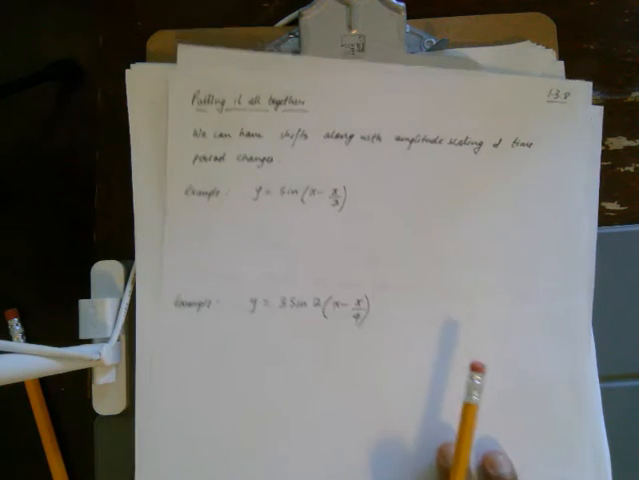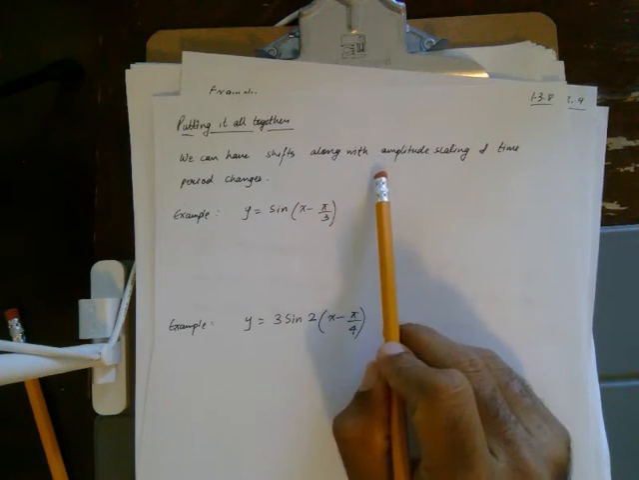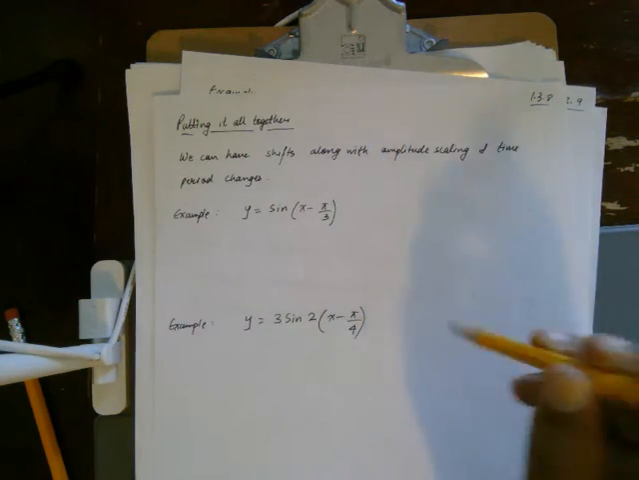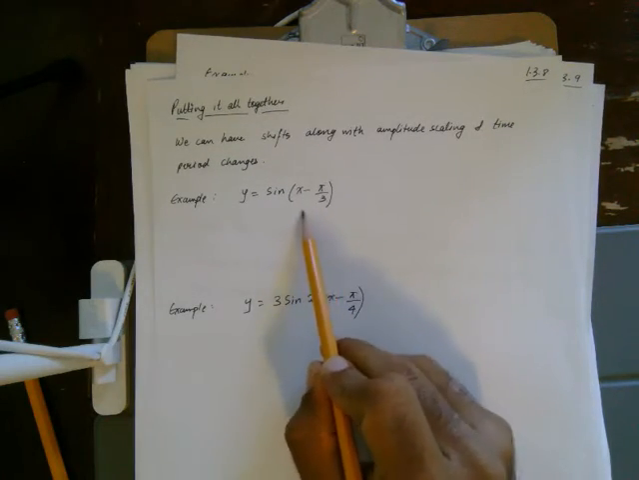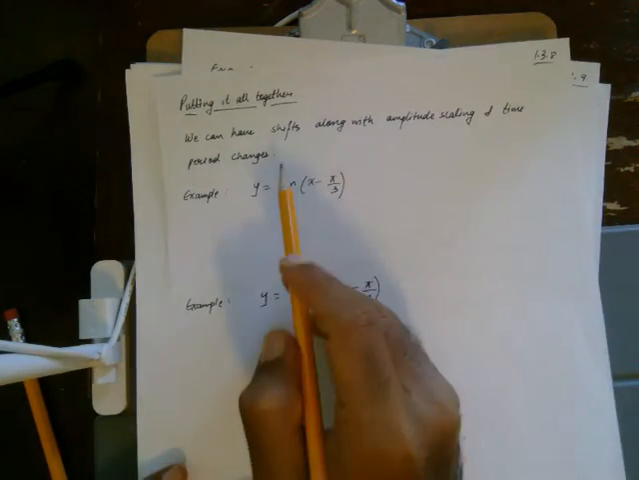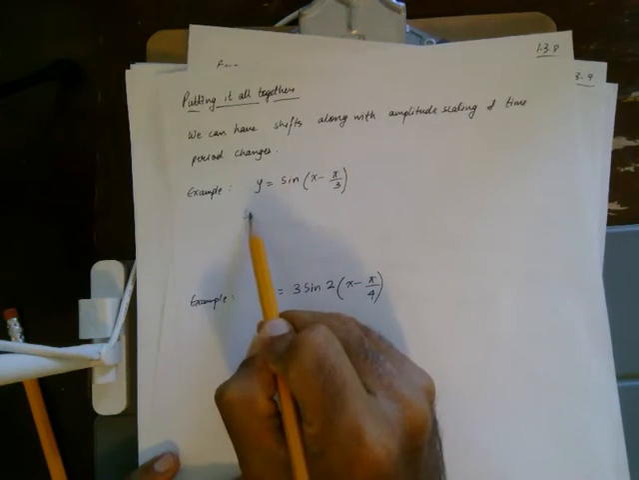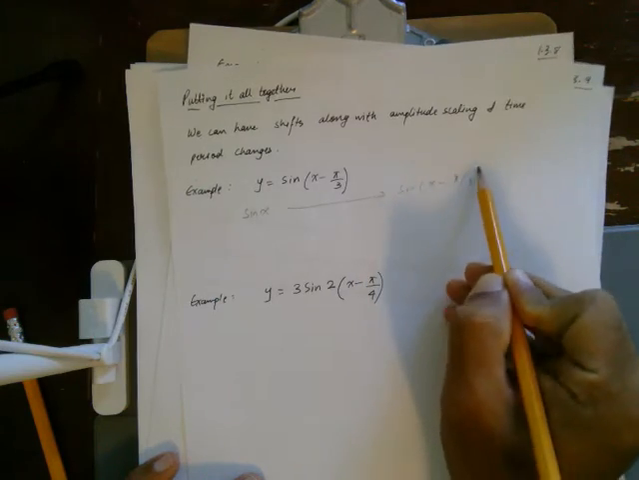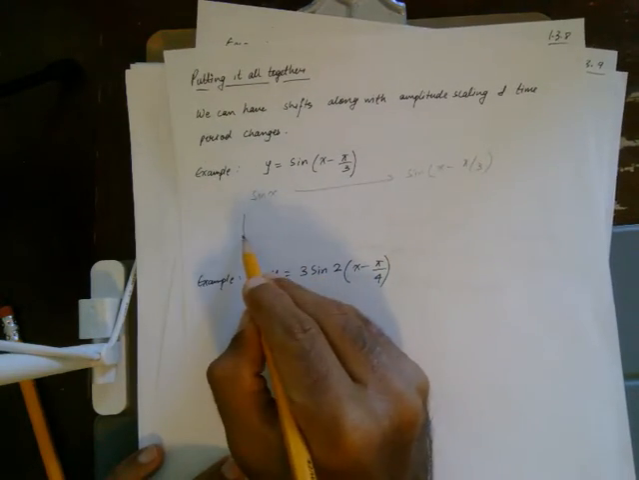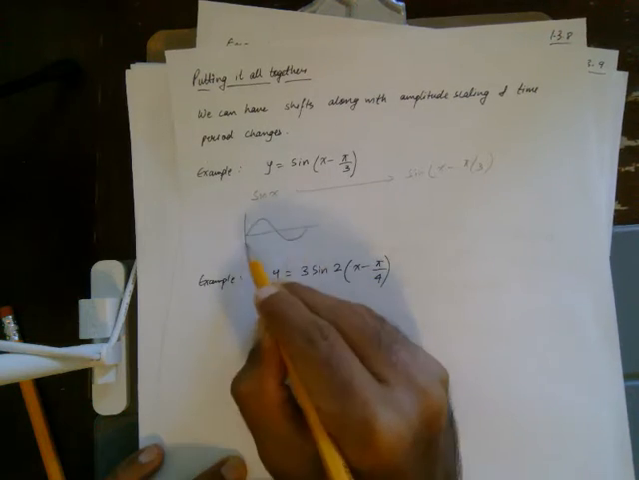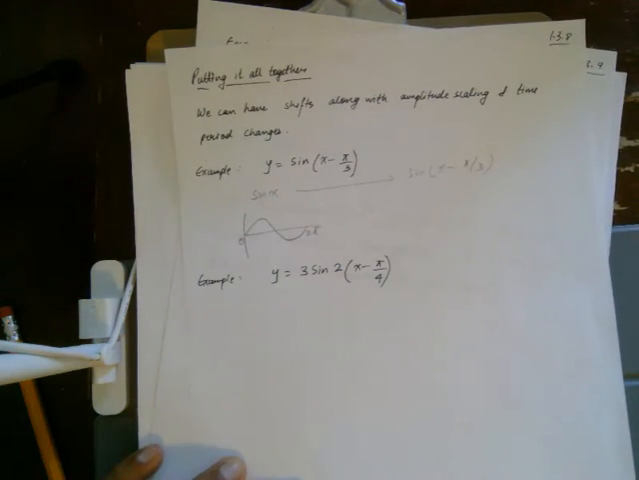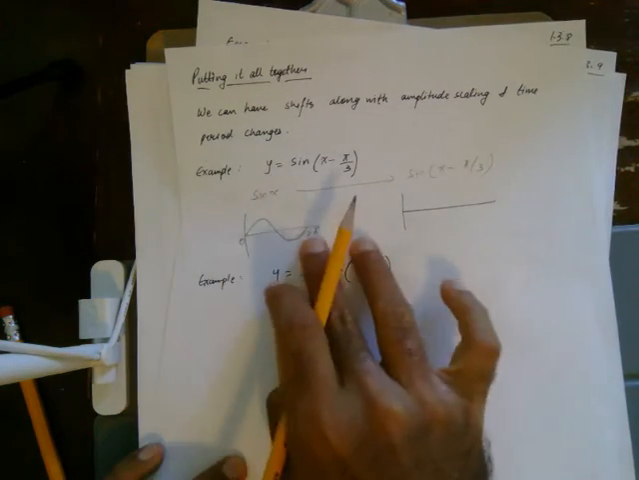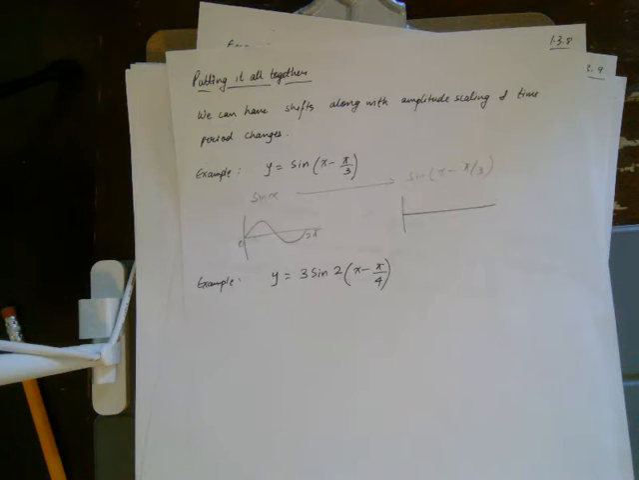Okay, so far we saw shifts along for amplitude and time periods, and then putting it all together, we can also have shifts along the x-axis, right? So for example here, you want to go from sine x to sine of x minus pi over 3. So this is what sine x looks like. Now x minus pi over 3 means you're moving this one of them, left or right.